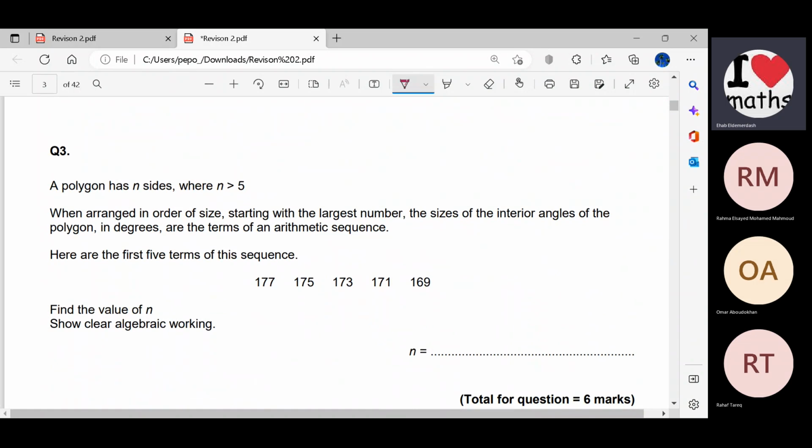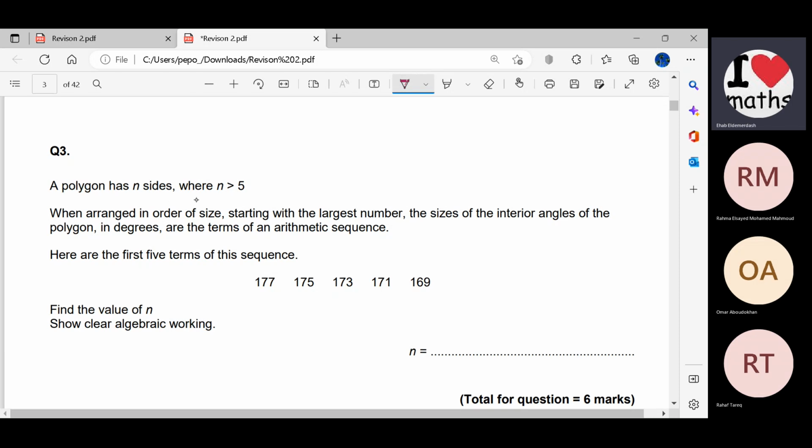Okay. This question is about a polygon that has n sides, where n is greater than 5. I think this question is from the latest papers, from 2022 or 2021, I don't remember. But this is a recent question. Maybe you did not see it before because it wasn't in the worksheet.